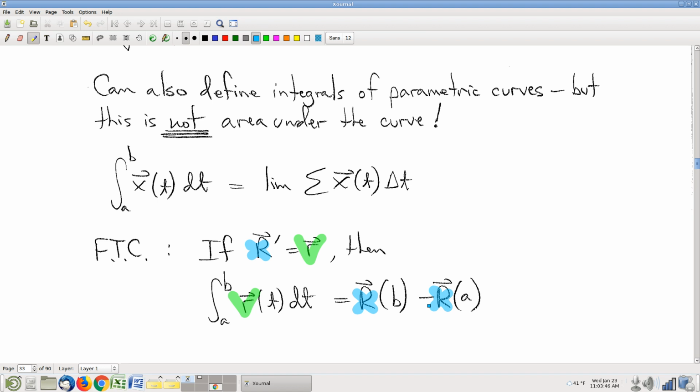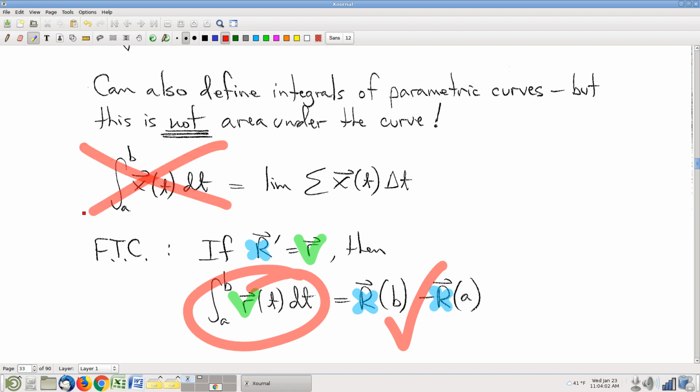I said derivative. I'm sorry, I meant integral. We're not taking an integral of the parametric curve here. We're taking an integral of the velocity of the parametric curve. And yeah, that does have an interpretation. Right? So, sure, this means displacement. I don't know what that is.